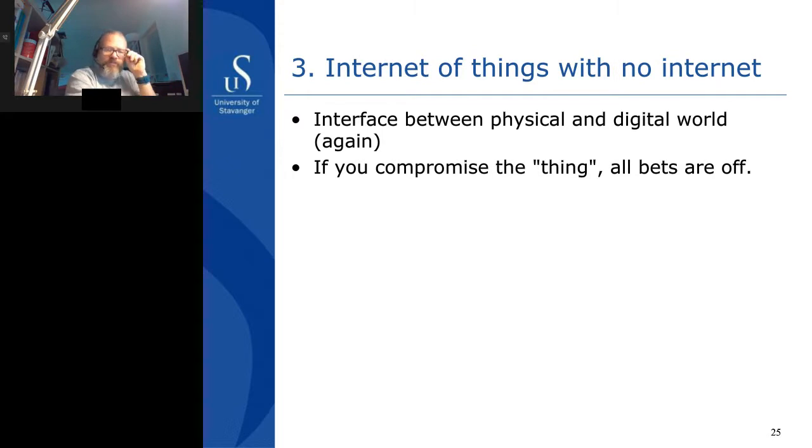There's also been some proposals about implementing the Internet of Things with blockchain. Again, here we have the interface between the physical and the digital world. Now, if you have a sensor, etc., and you are using the blockchain to store data, but if you compromise the thing, as in the Internet of Things, all bets are off. You can still fake information on the blockchain or elsewhere.